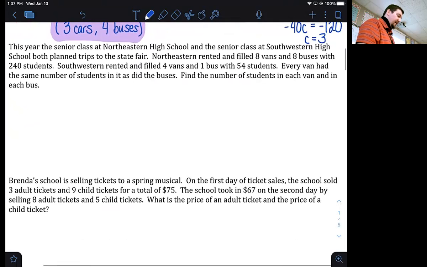This year, the senior high class at Northeastern High School and the senior class at Southwestern High School both planned trips to the state fair. Northeastern rented and filled 8 vans and 8 buses with 240 students. Southwestern rented and filled 4 vans and 1 bus with 54 students, much smaller school. Every van had the same number of students in it as did the buses. Find the number of students in each van and each bus.